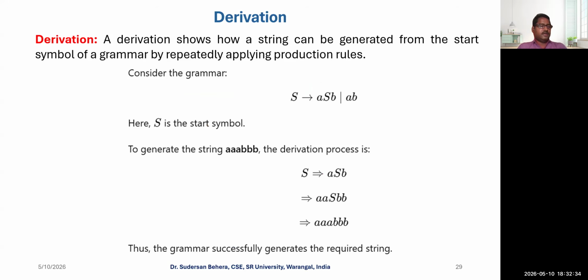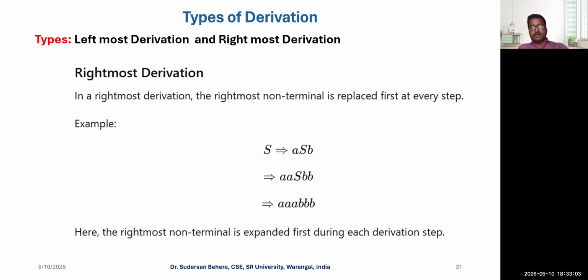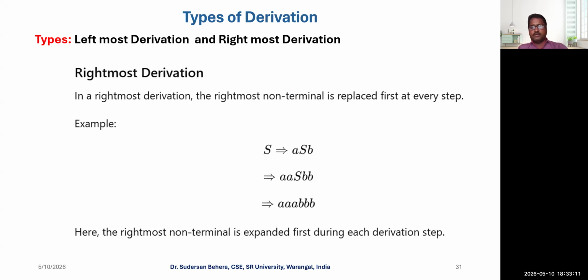What is derivation? We'll discuss from here in the next class. Let us stop here. This example I'll explain in the next class, and we'll move forward. What is derivation? Then what are the different types of derivation, here in the next slide? Then what is leftmost derivation? We'll take one example to understand that. Then what is rightmost derivation? We'll take another example to realize that.